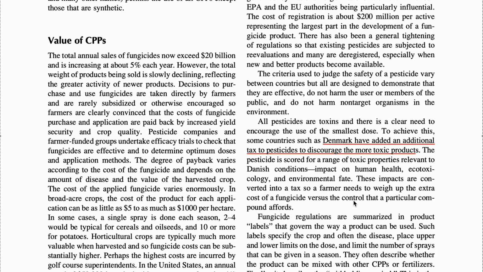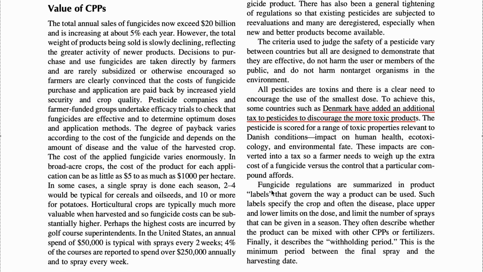Okay, the pesticide is scored for a range of toxic properties relevant to Danish conditions: impact on human health, ecotoxicology and environmental fate. These impacts are converted into a tax, so a farmer needs to weigh up the extra cost of a fungicide versus the control that a particular compound affords.